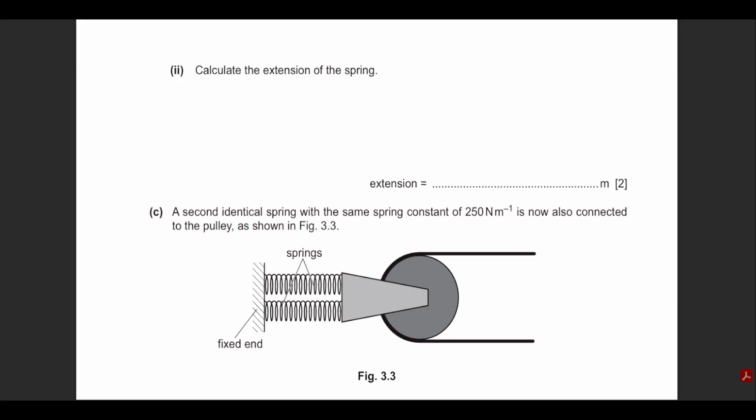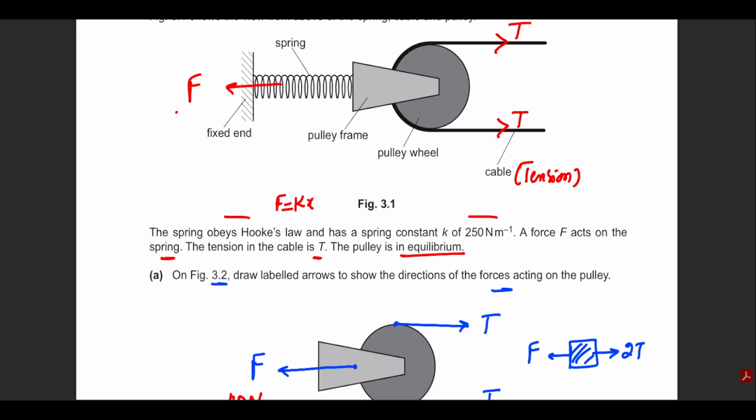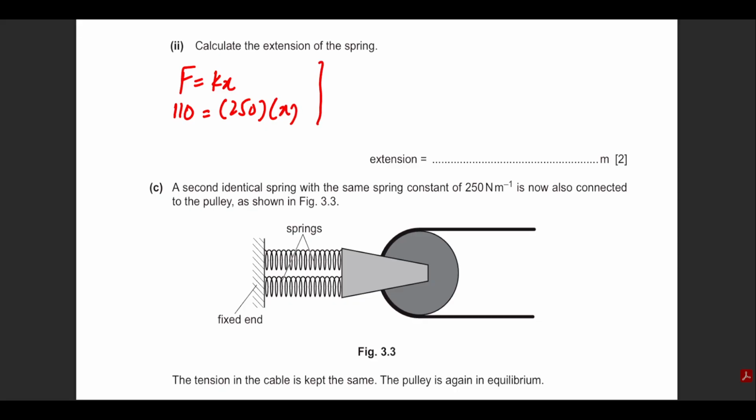Calculate the extension of the spring. And that's a very easy part because we can use Hooke's law, which is F equals Kx. The force applied is 110. Spring constant is 250 because we're talking about the spring, right? Over here. So this is 110 newtons and this is 55 newtons each. Because the system is in equilibrium, there is no resultant force. So X in this case comes out as 0.44 meters. This will be 0.44.